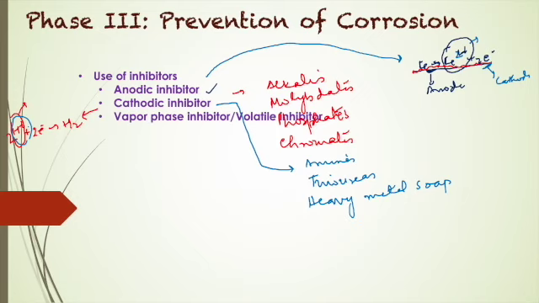Third type of inhibition is using the vapor phase inhibitor or volatile inhibitor. This is very interesting.